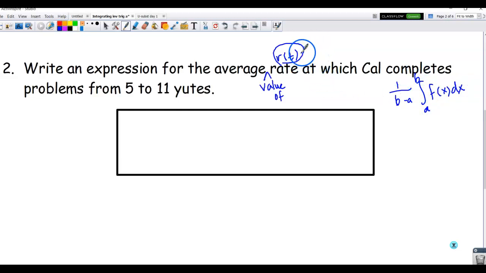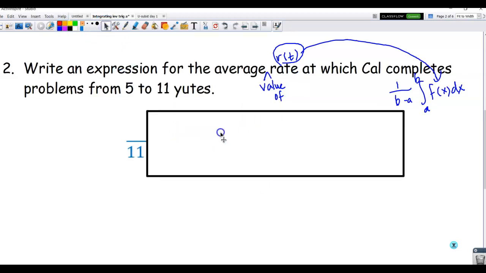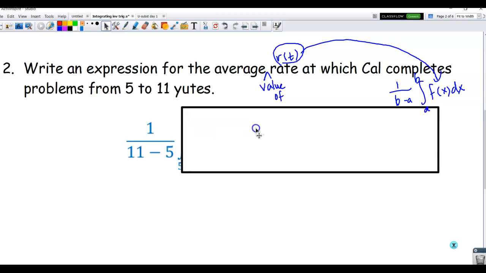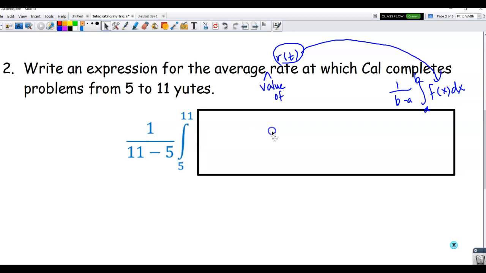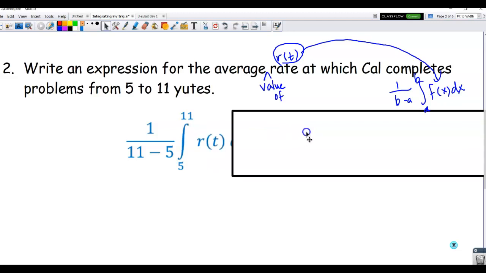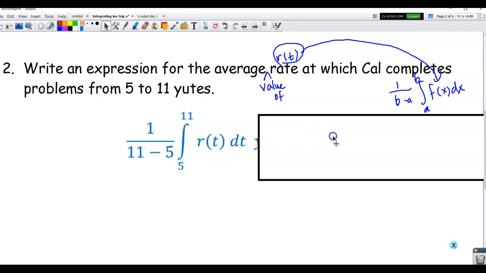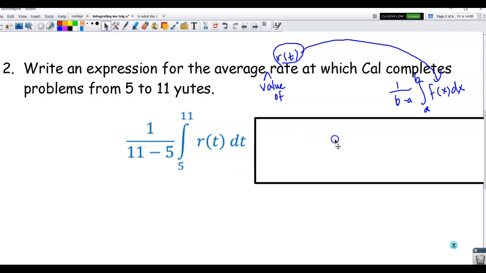So we are finding the average value of r of t. We're performing the average value formula, so to speak, on the function r of t from 5 to 11 units. So we are looking for 1 over 11 minus 5. From 5 to 11, I'm accumulating the area under r of t dt. And let's think about those units.